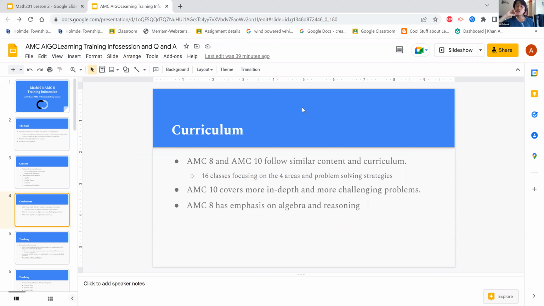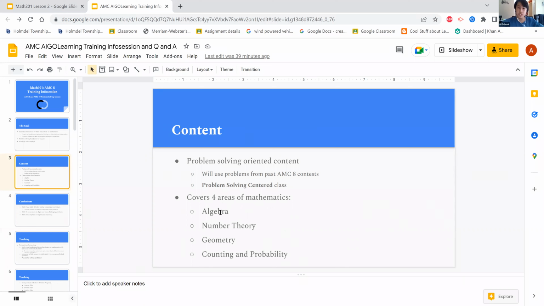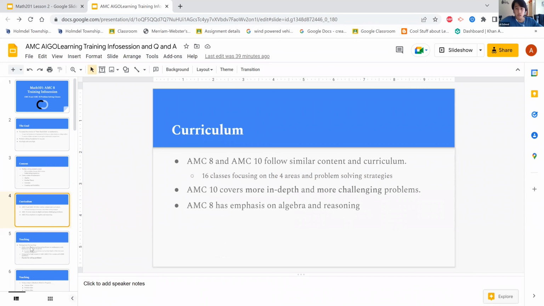So every single class will cover a specific part of the overarching areas of mathematics. For example, we might have 5 classes on algebra. One class might discuss sequences and series. Another class might discuss just general foundational algebra for the rest of the course, and so on. And the same applies to number theory, geometry, and counting and probability.